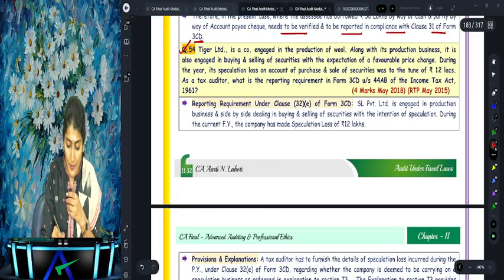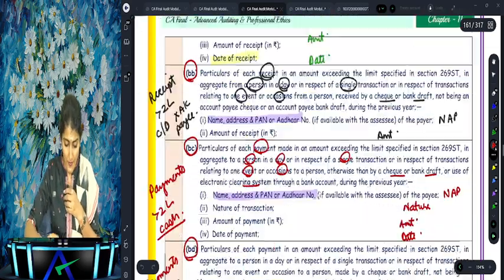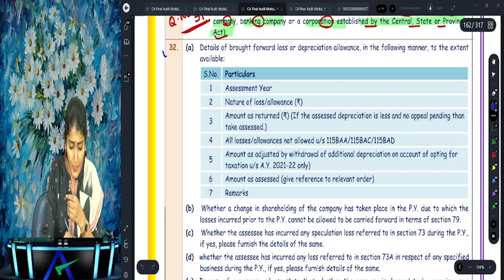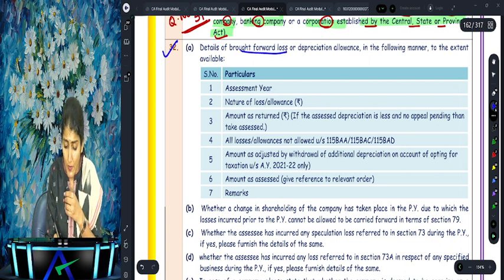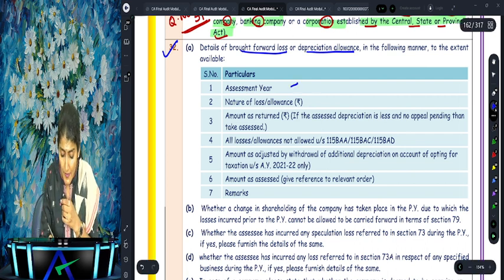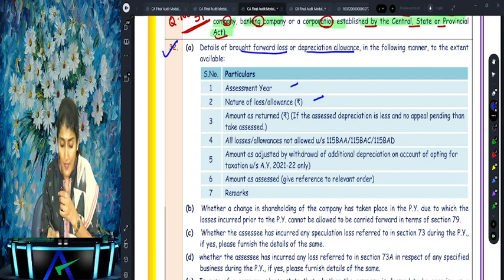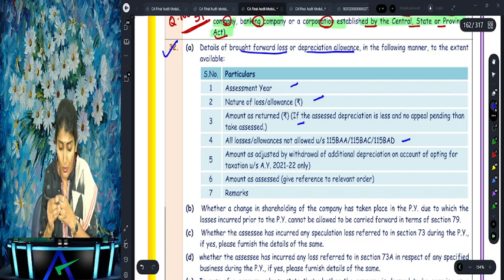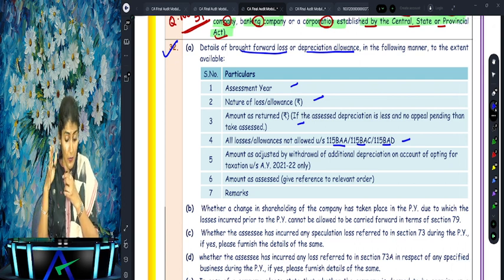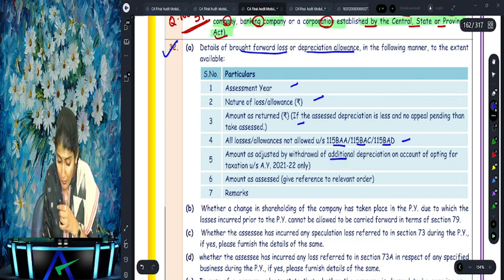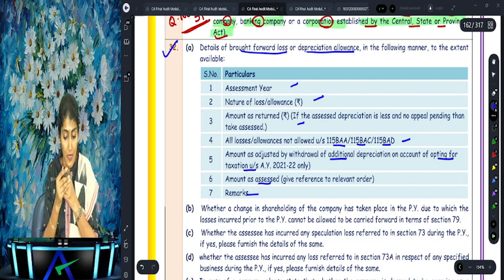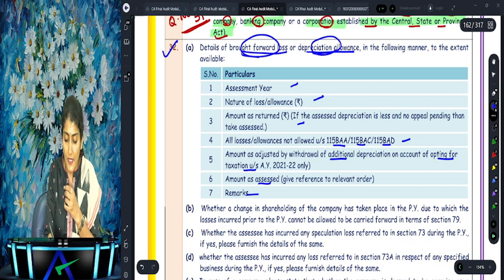So let us again come to the clauses, come to the form 3CD, right? So have we completed with 31? Yes, so now coming to 32. What is 32? Brought forward loss or the depreciation allowance. If yes, the details have to be given. Assessment year, nature of loss allowance, amount as returned, any losses, allowances which are not allowed under 115BA. Again, if you go for the taxation scheme, again not allowed, right? Then amount as adjusted by withdrawal of the additional depreciation for opting for the taxation, amount as assessed and the remarks, right? So brought forward loss or the depreciation allowance, right?